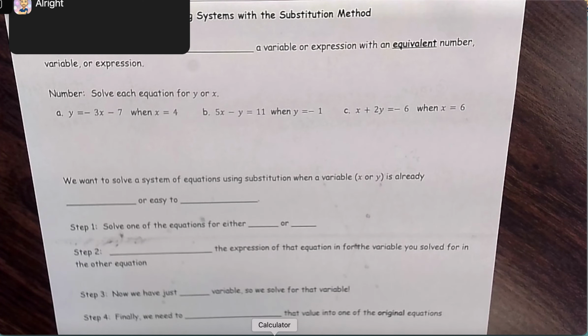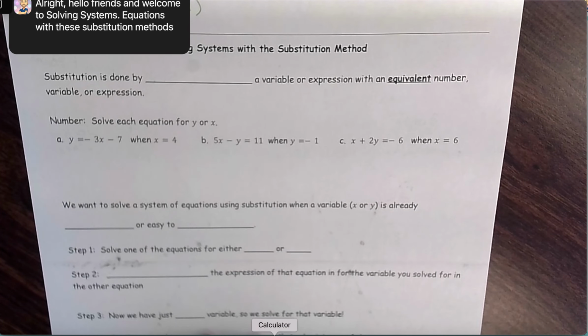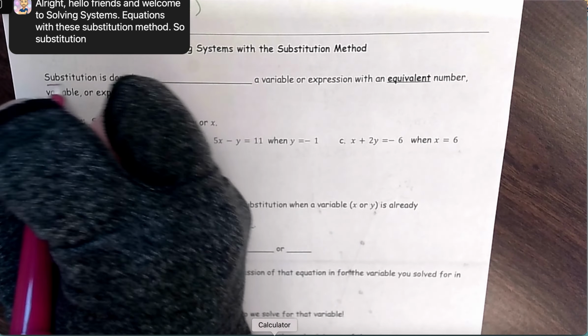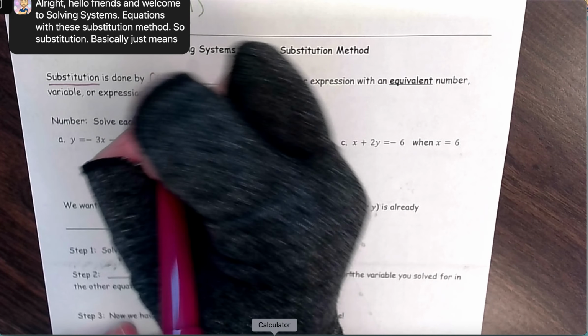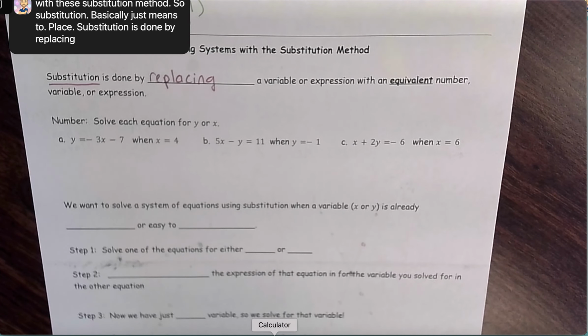Hello friends, and welcome to solving systems of equations with the substitution method. So substitution basically just means to replace. Substitution is done by replacing a variable or expression with an equivalent number, variable, or expression.